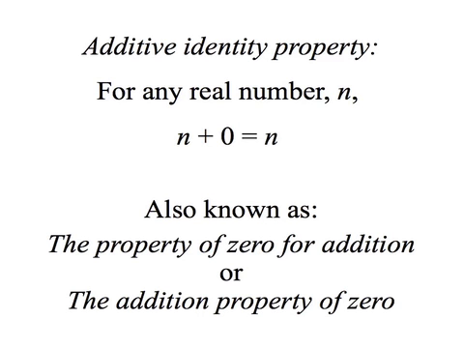Here's the additive identity property. For any real number n, n plus 0 is n, also known as the property of 0 for addition, and sometimes called the addition property of 0.